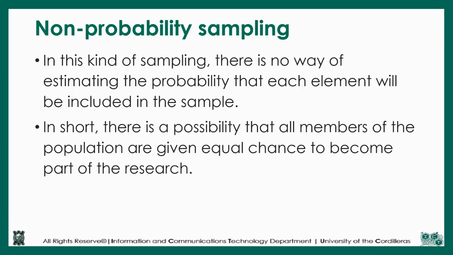Moving on now to the last part, we have non-probability sampling. Here, there is no way of estimating the probability that each element will be included in the sample. In short, there is a possibility that all members of the population are given equal chance to become part of the research. So here, you have a bit more control over how you will determine your participants, the people that will be involved in your research.